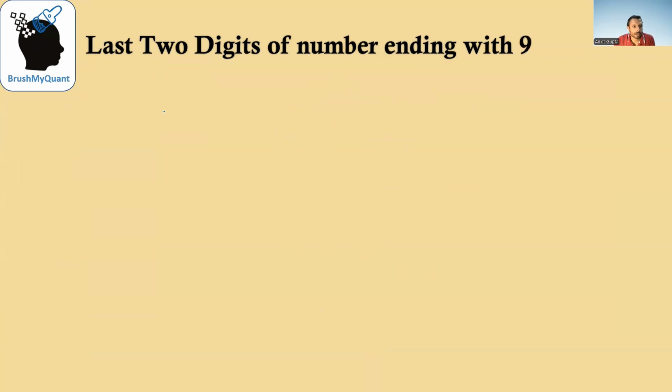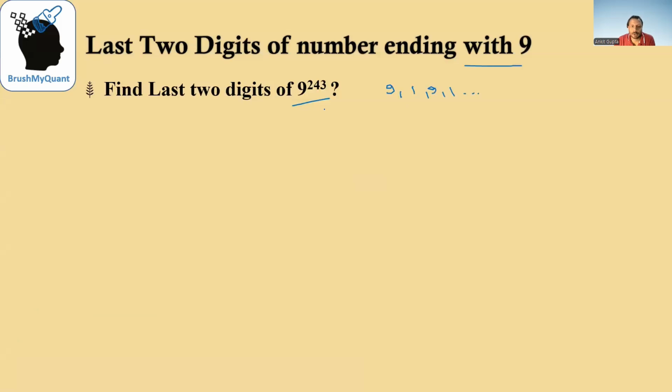Now let's see how we can find last two digits of numbers ending with 9. So find last two digits of 9 raised to 243. Now, if you look at units digit of 9, it actually follows the pattern of 9, 1, 9, 1, right? So if we are able to express this as an even power of 9, then we will have a problem where units digit will be equal to 1. So we can use the logic for power of any number with units digit of 1 in order to find the last two digits of this number.